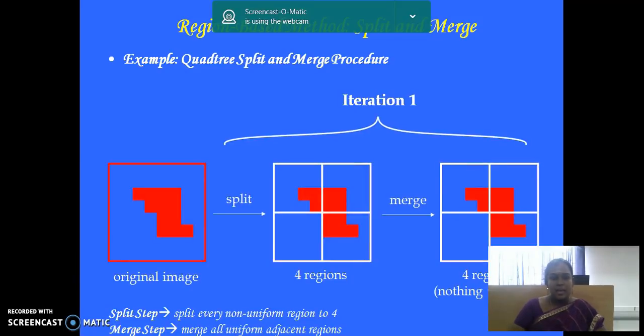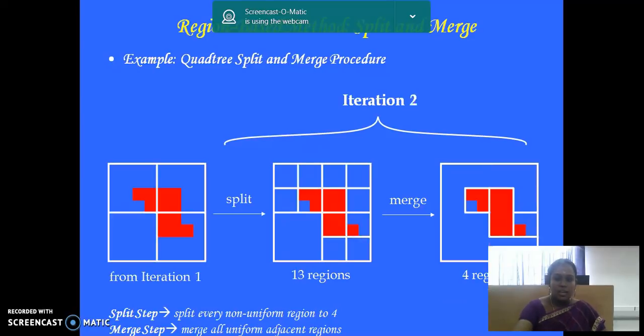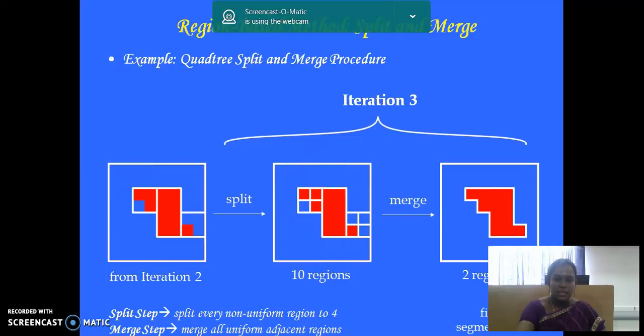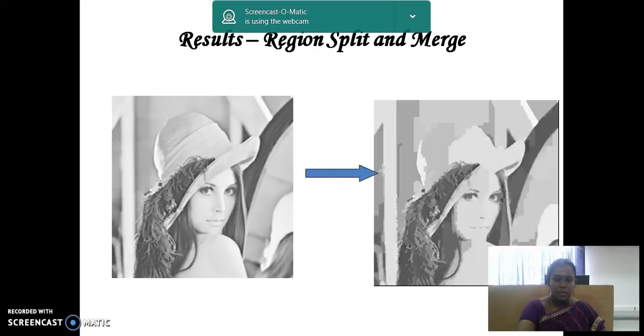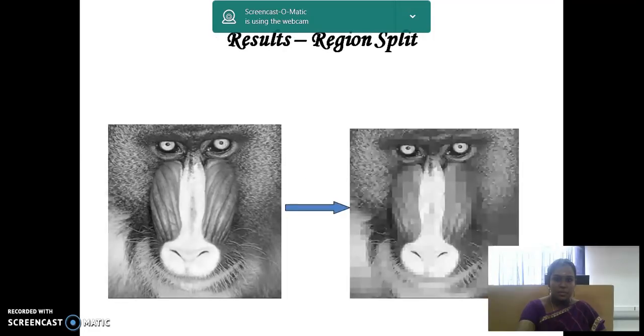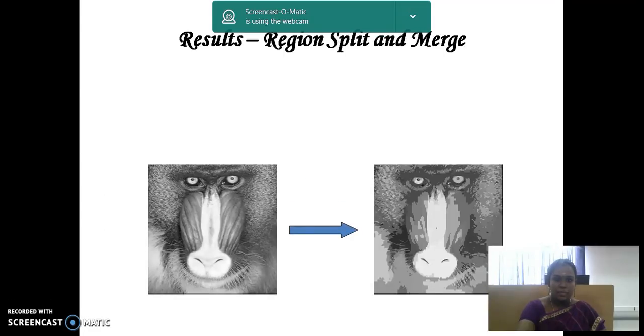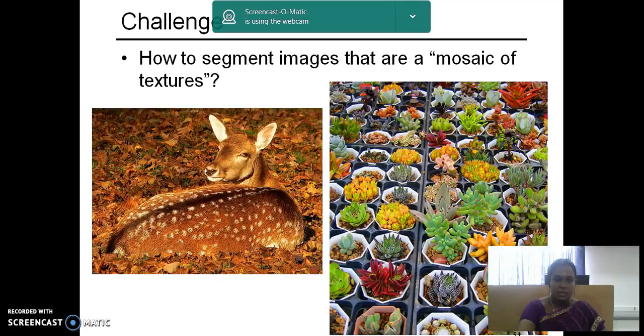So here my example shows the original image. I am going to split the region into R1, R2, R3 and R4. Afterwards, for the region of interest, I am going to further divide the region into further subregions. Afterwards, I am going to further split and merge the region of interest. This is my output, I find exactly 2 regions. So this is the result of my region splitting and splitting and merging. Another example shows the region splitting and merging.